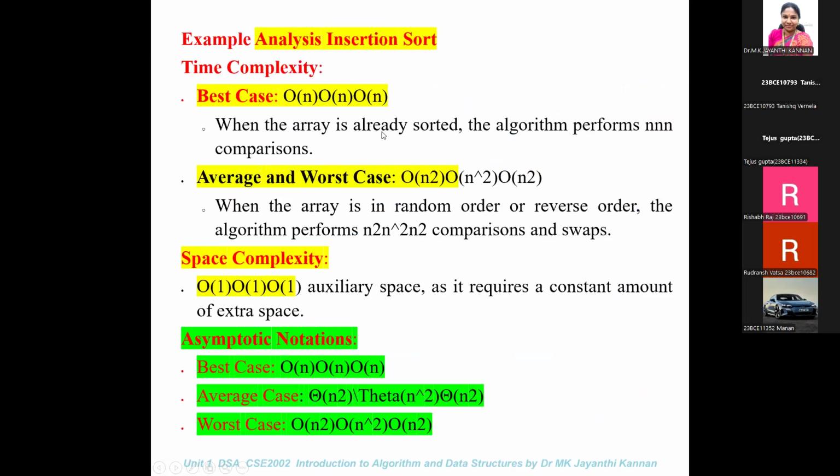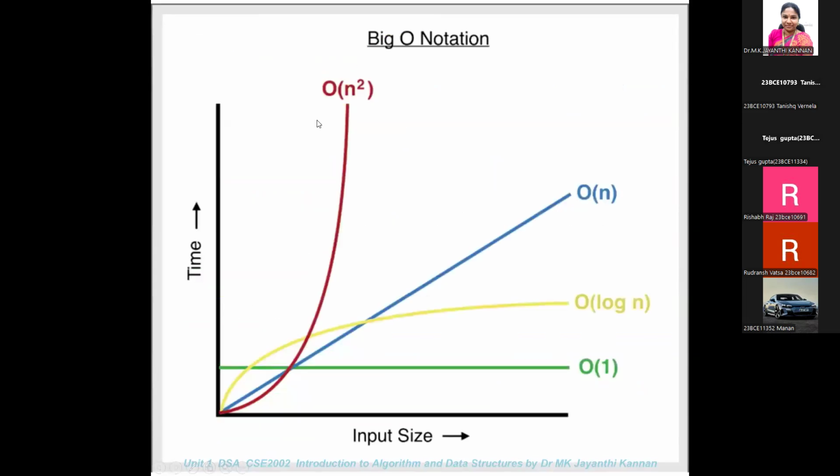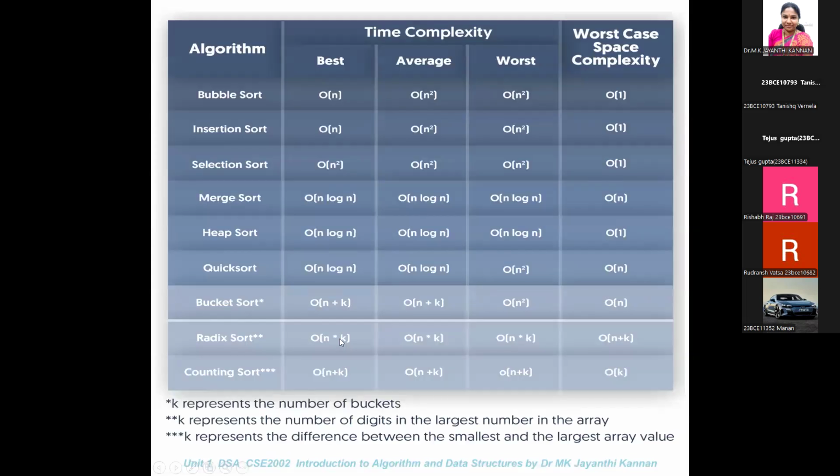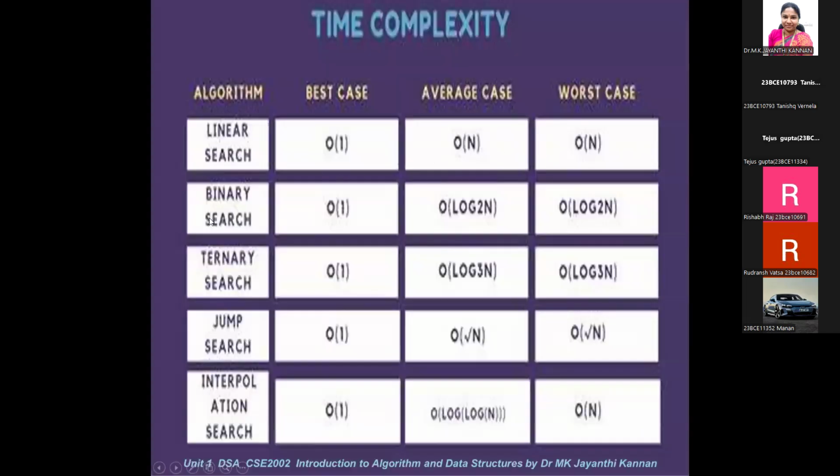So here we have taken the insertion sort. For insertion sort, what is the best case, worst case, and average case, and how constant, logarithmic, linear, and exponential are represented. Same for bubble sort, insertion sort, selection sort, merge sort, and quick sort: what is the best case, worst case, average case, time and space complexity.